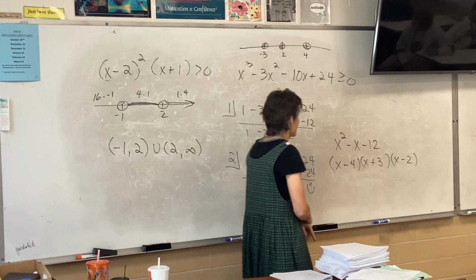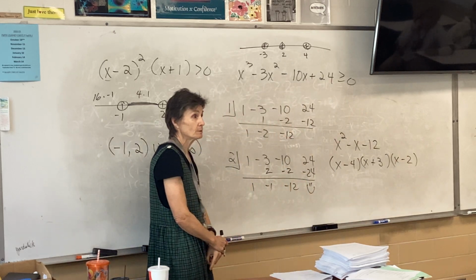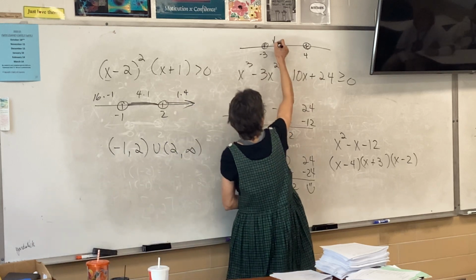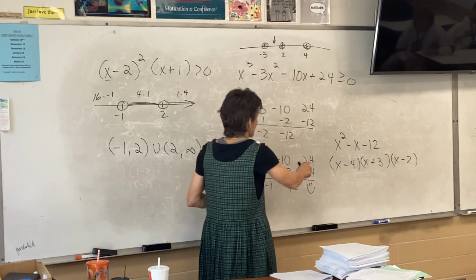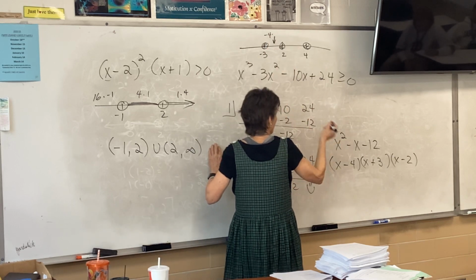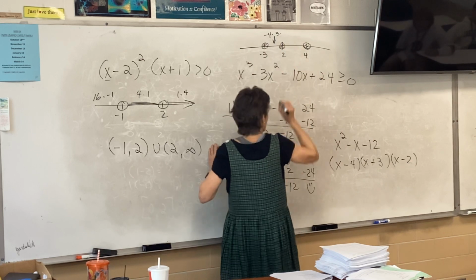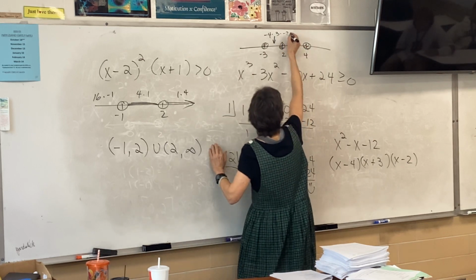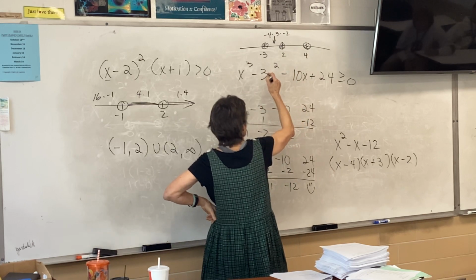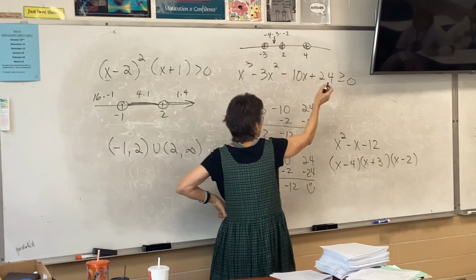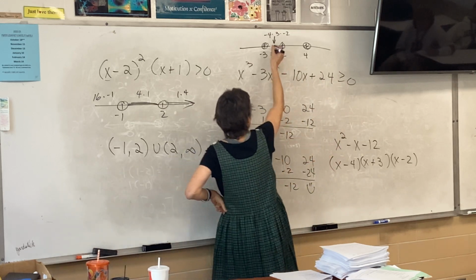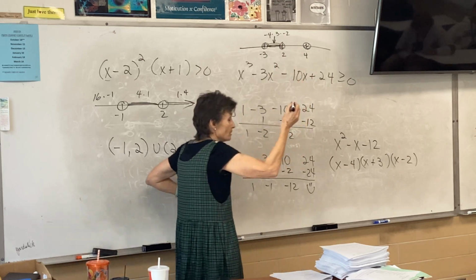Okay, so now we're going to pick a point, check a number. I think I'll just go ahead and use my 0. So 0 minus 4 is -4, 0 plus 3 is 3, 0 minus 2 is -2. Now multiply all those together: -4 times 3 times -2. Will that answer be bigger than 0? Yes. So we're going to shade that section, because it worked.